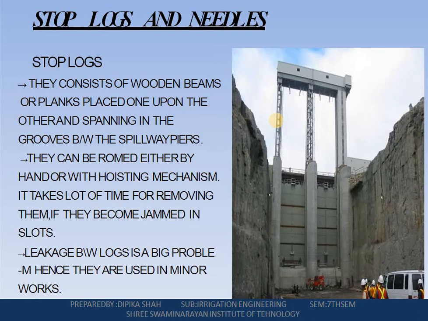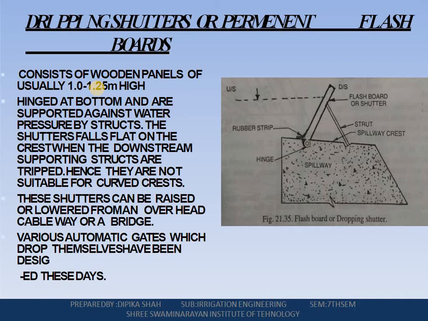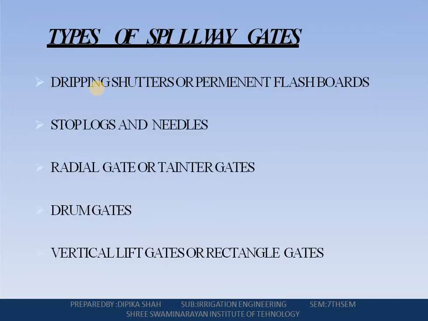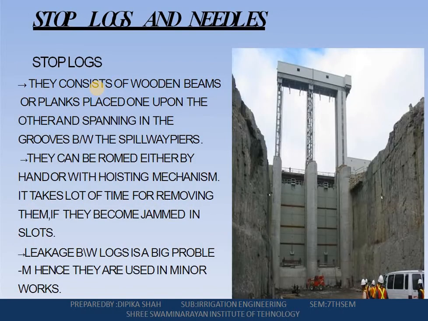The next type is the stop logs and needles. So first of all we will see what a stop log is. Stop logs basically consist of wooden beams or planks placed one upon the other, spanning in the grooves, right. Basically the logs are placed one over the other by pushing them down in grooves, right.